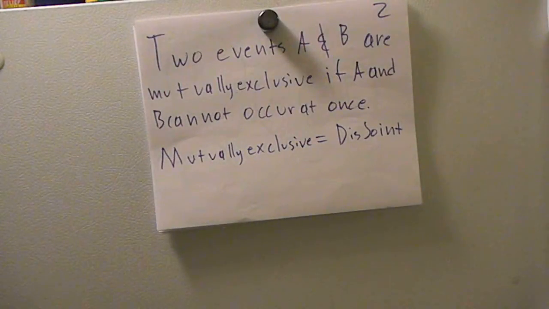Two events A and B are mutually exclusive if A and B cannot occur at once. The events are mutually exclusive or disjoint. Either term will do.